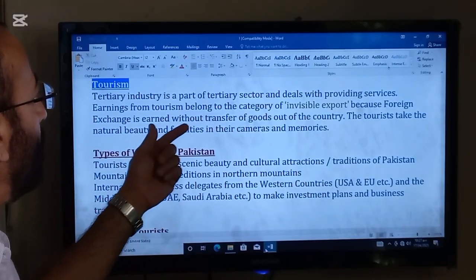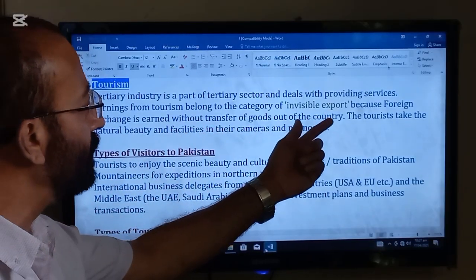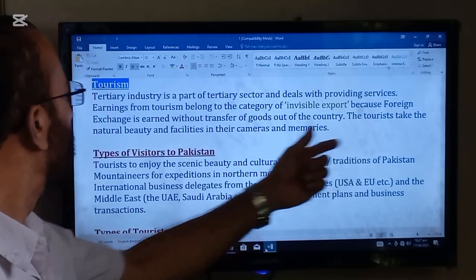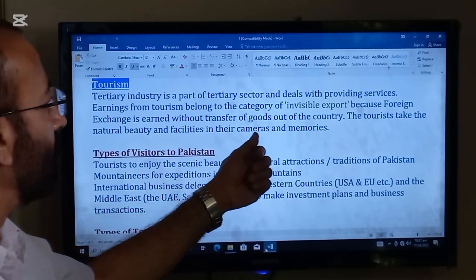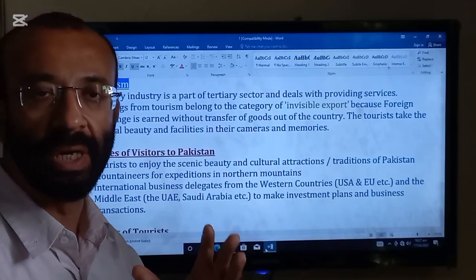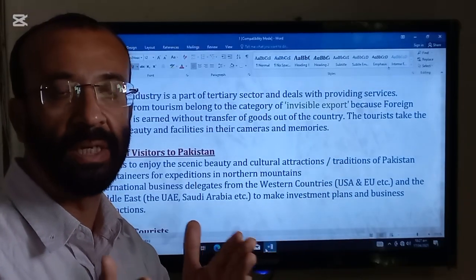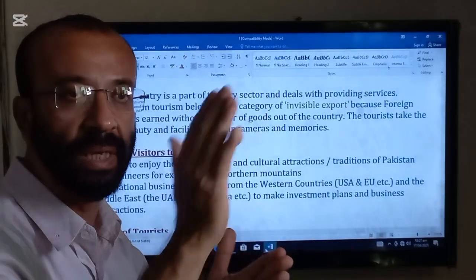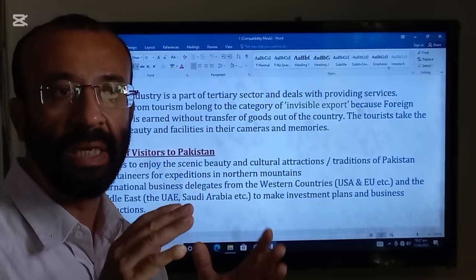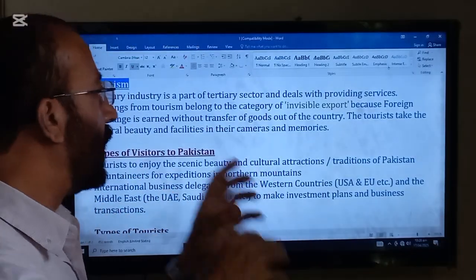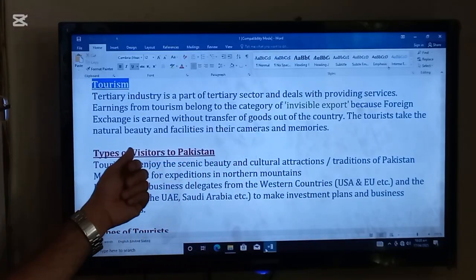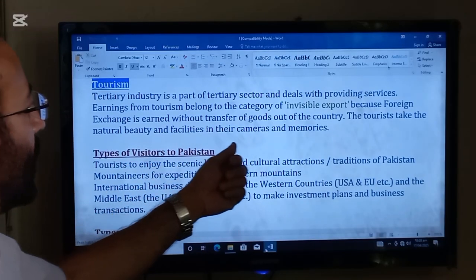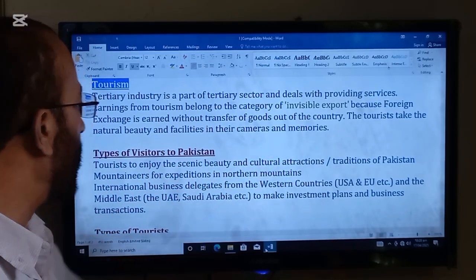Earning from tourism belongs to the category of the invisible exports because foreign exchange is earned without transfer of the goods out of the country. So originally no goods are actually transferred from the country to the rest of the world. Only the services are provided. The tourists take the natural beauty and facilities in their cameras and memories.